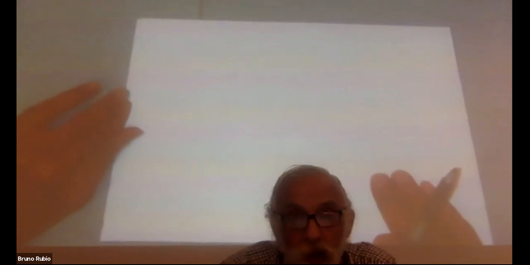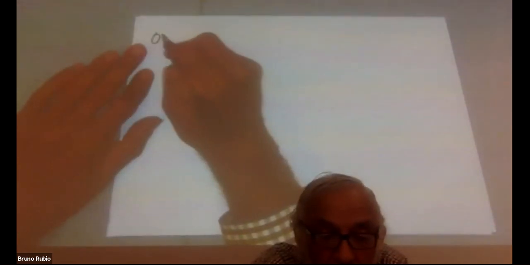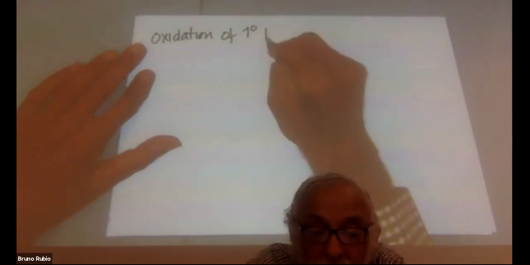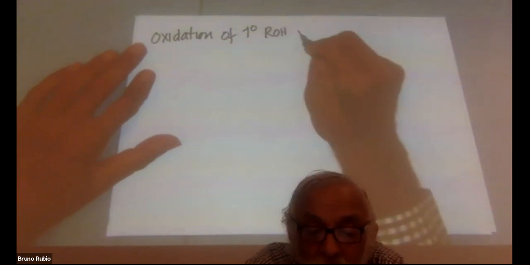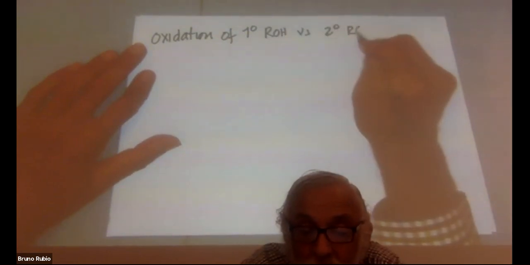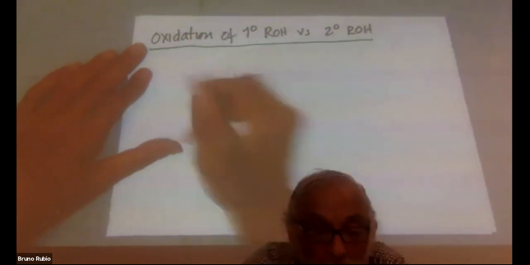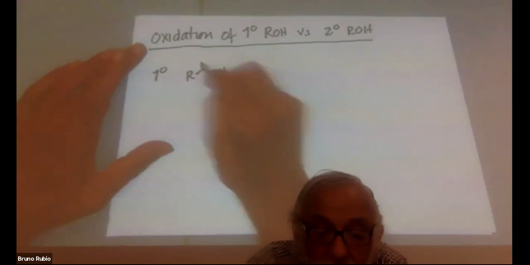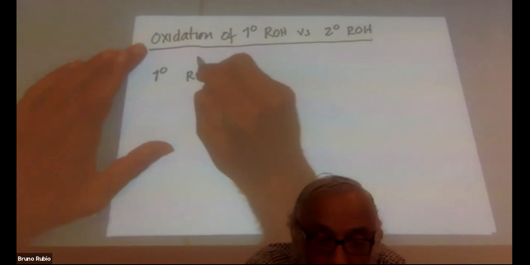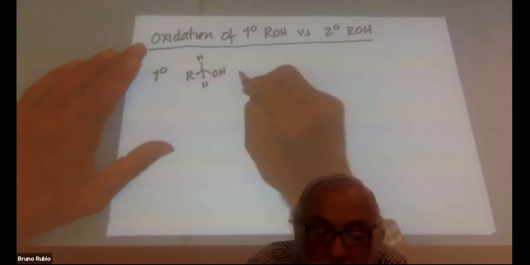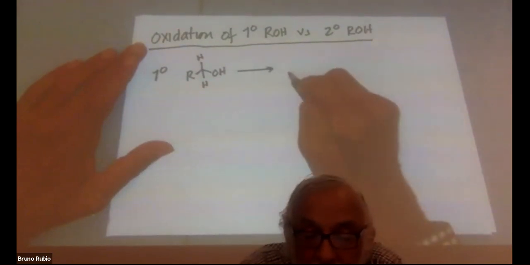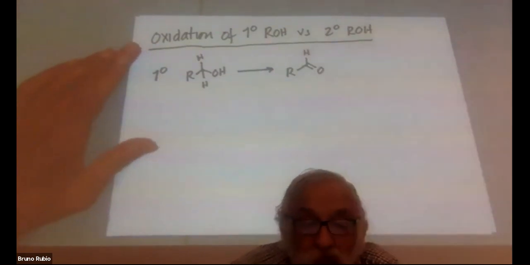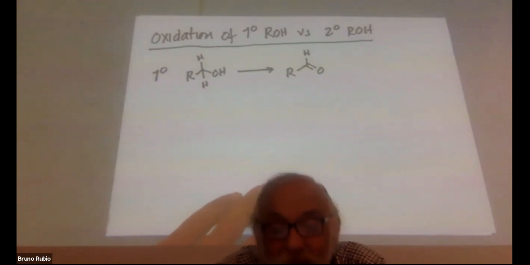Okay, so oxidation of primary alcohol versus secondary alcohol. For a primary alcohol, we have all of those steps, and I'm not going to write them all out again, but we have oxidation of the primary alcohol to this aldehyde.